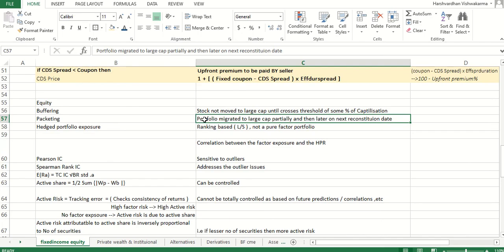So buffering and packaging: buffering is waiting up till a threshold, packaging is just buying in multiple packets. That's an easy way to understand.